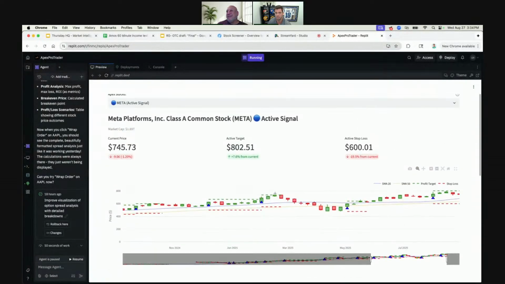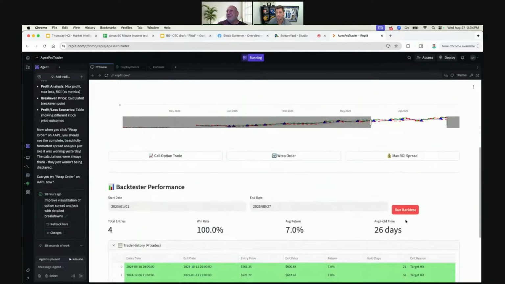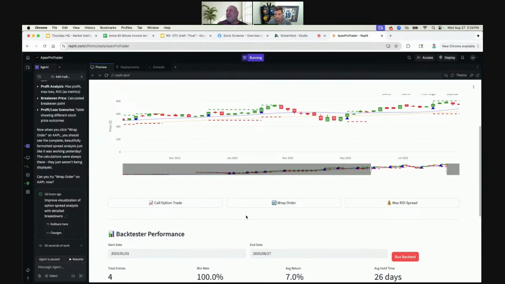That's cool, but that's not even the coolest part. The coolest part is the logic is now programmed into here based off of the full data set for each stock individually, each with its own information. We can come here and click call option trade, wrap ordered, max ROI spread, which should basically be a spread at the target price timed up with the average hold time. So let's see if this works.